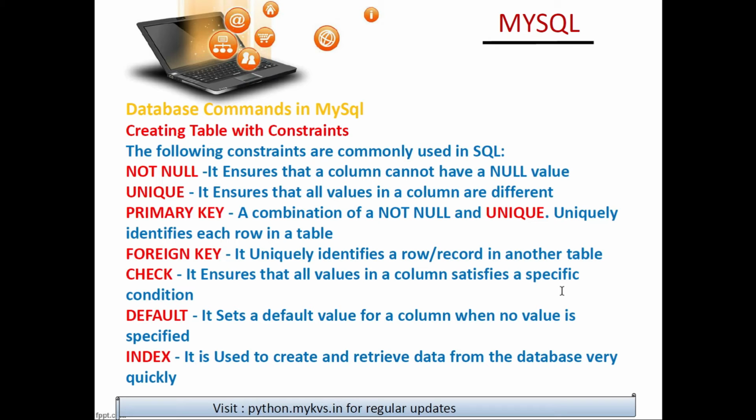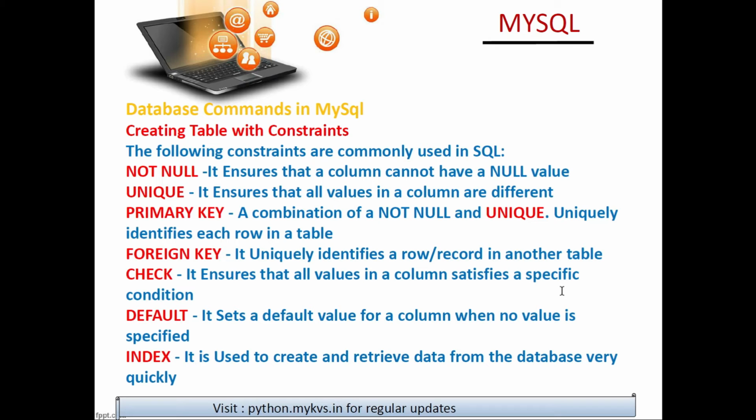Those are called unique. A combination of not null and unique is primary key. That means unique accepts a null value, but primary key never accepts a null value. It uniquely identifies each row in a table; that is the purpose of the primary key. Foreign key uniquely identifies a row or record in another table, so it is a connected command. Check ensures that all values in a column satisfy a specific criterion. Default sets a default value for a column when no value is specified.